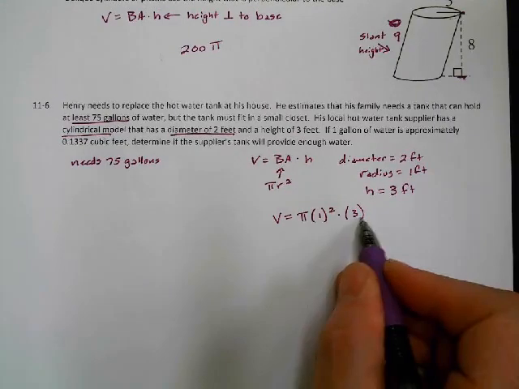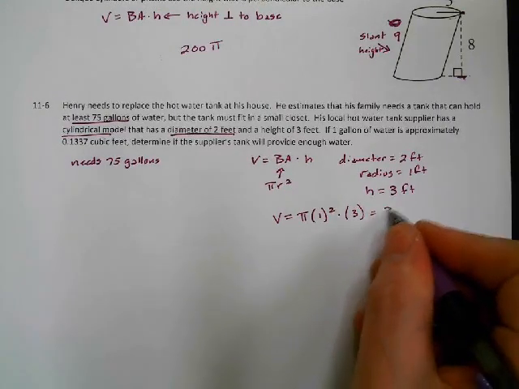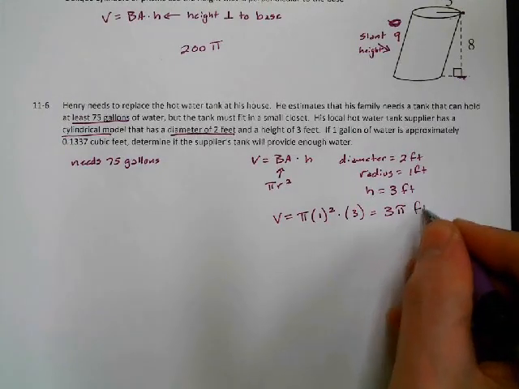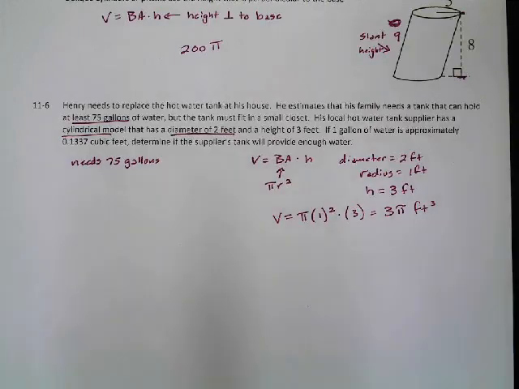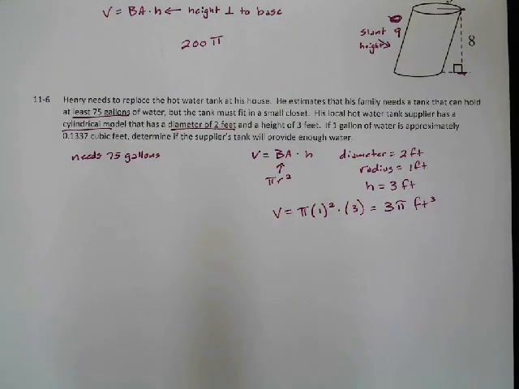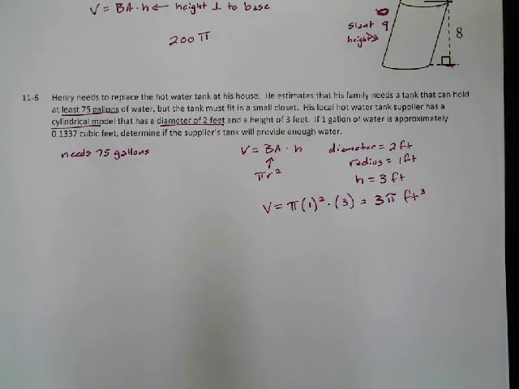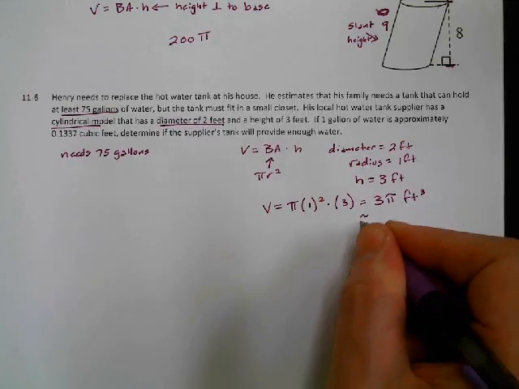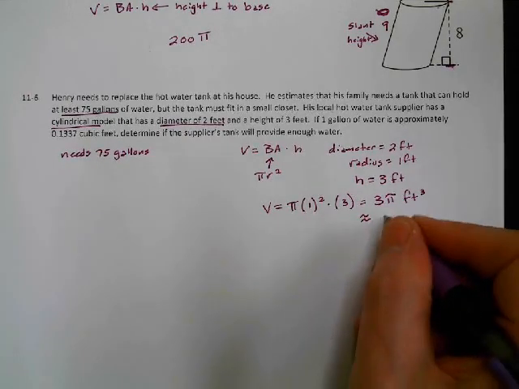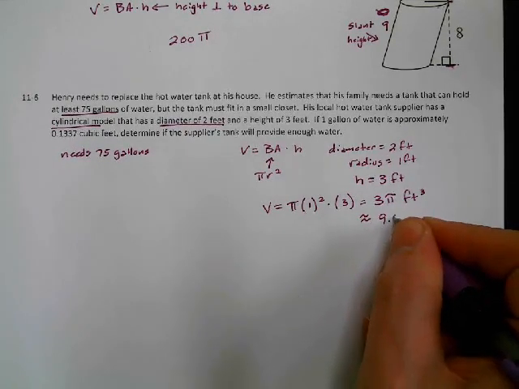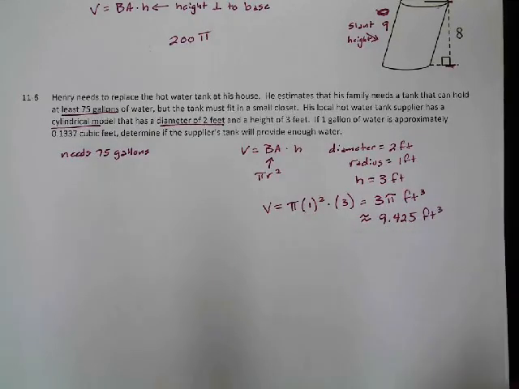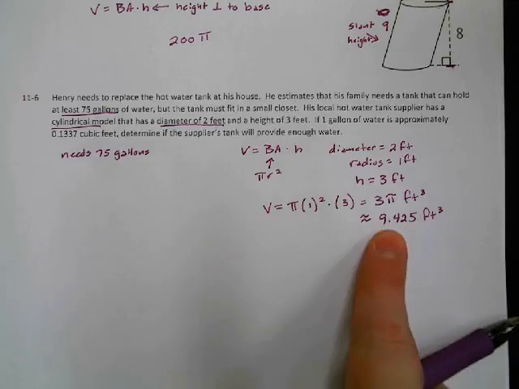So it looks like what they're trying to sell me has a volume of 3 pi feet. And what is 3 pi? 3 pi comes out to approximately, how do I want to round this? Let's do 9.425 feet cubed. I got a little bit of a problem here. This is in feet cubed and this is in gallons. Let's keep on reading, I guess.